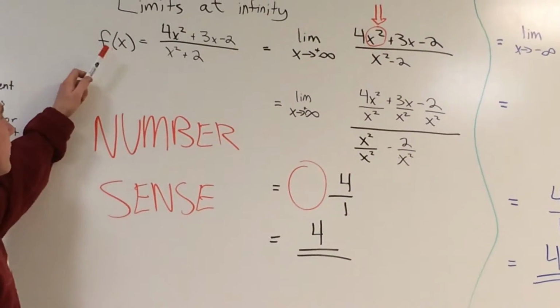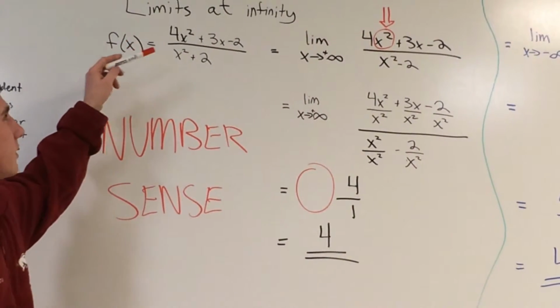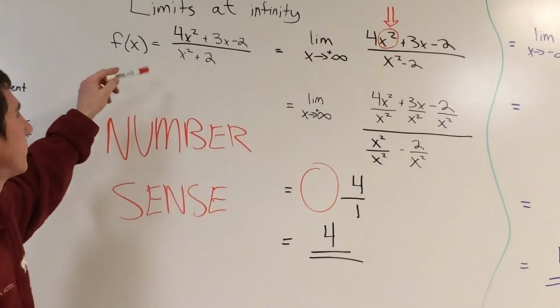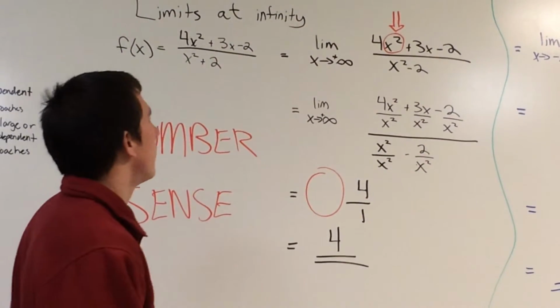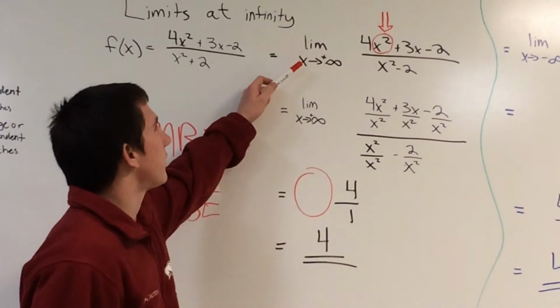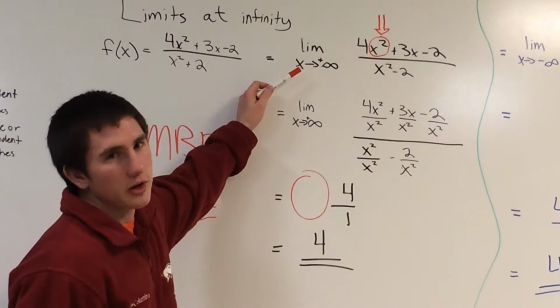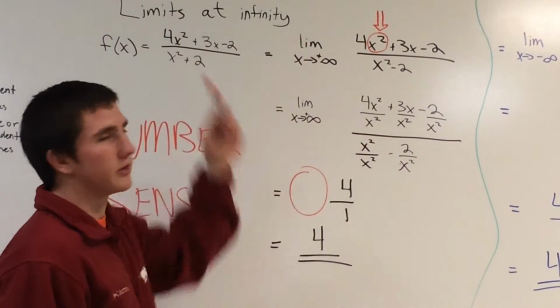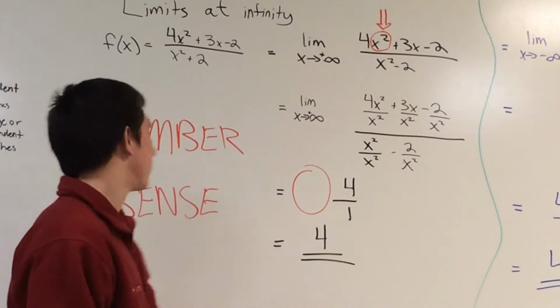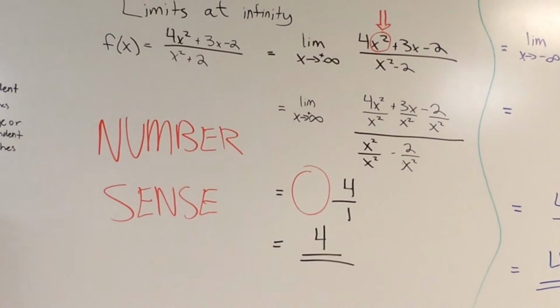But so we're going to use the example f of x equals 4x squared plus 3x minus 2 divided by x squared plus 2. So when you're writing the limit as x approaches infinity, if you plug in infinity to x, you're going to get infinity over infinity, and that's not what you want, because you want a finite number.